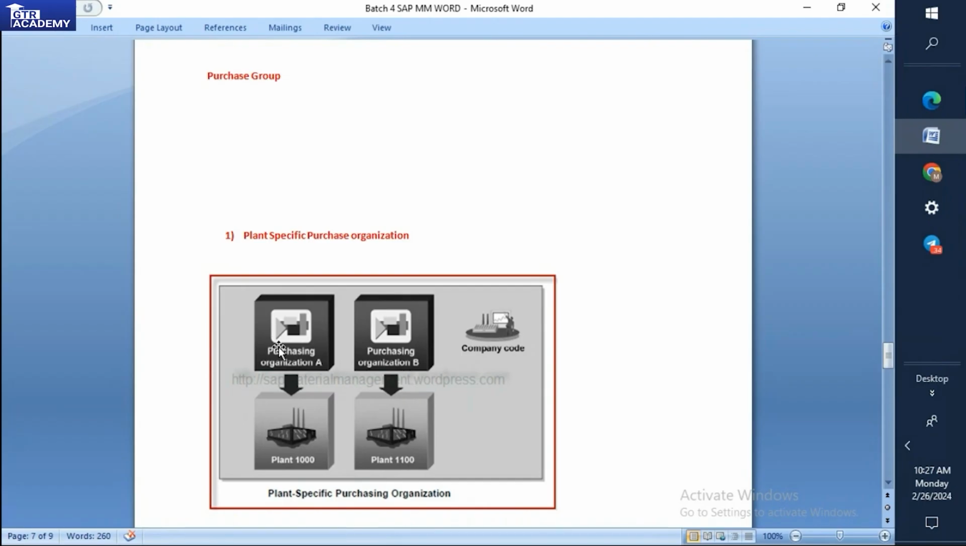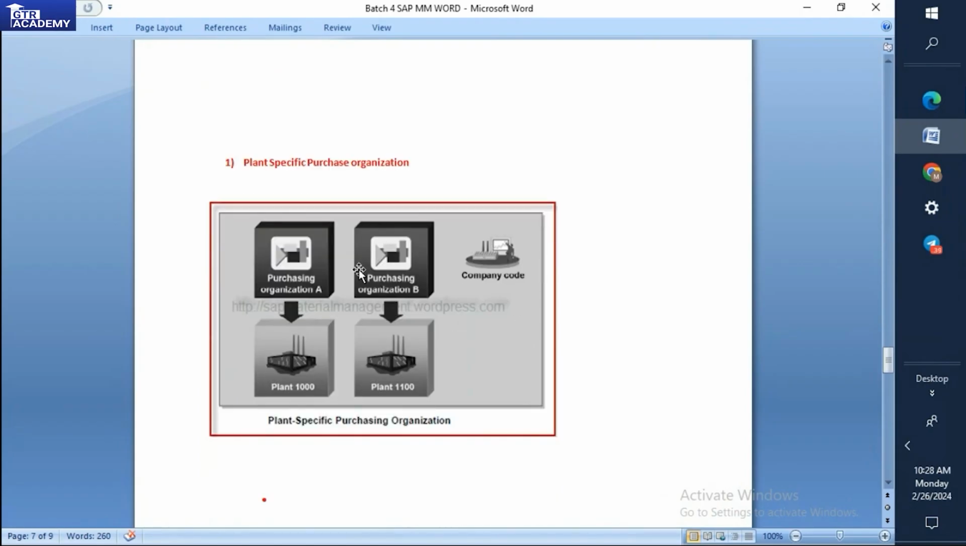Whenever this plant is going to procure material from outside, it has to go through purchase organization A only. And whenever plant 1100 has to procure material from outside, or from the vendor, it has to go through purchase organization B. This is plant specific.